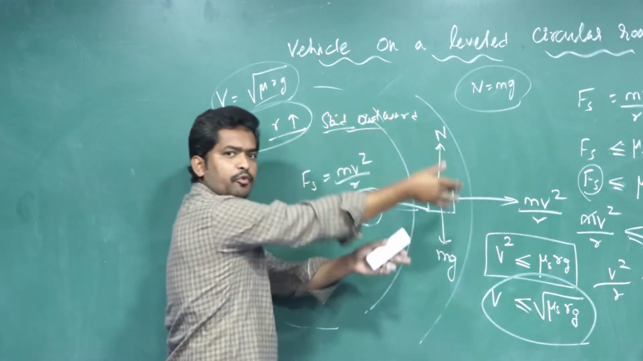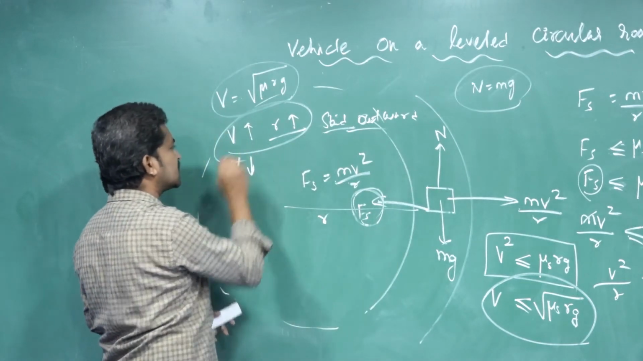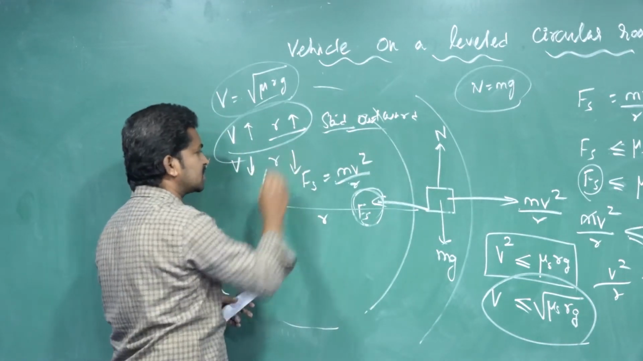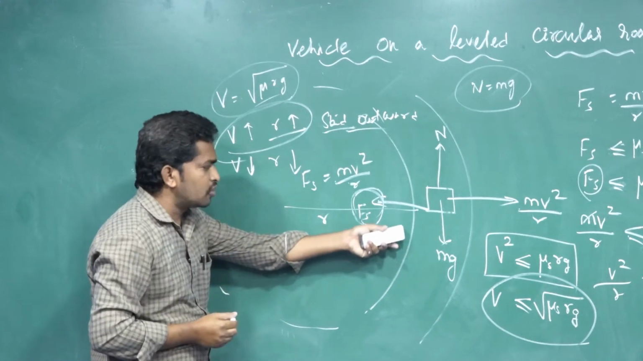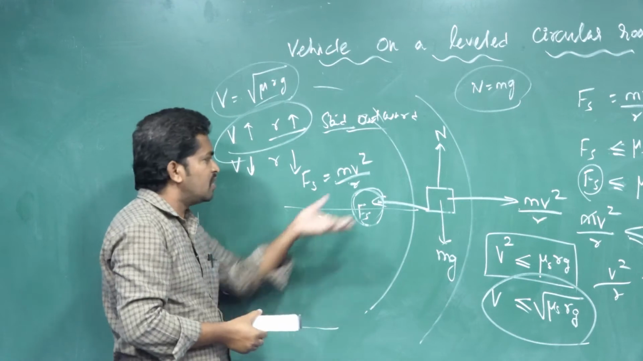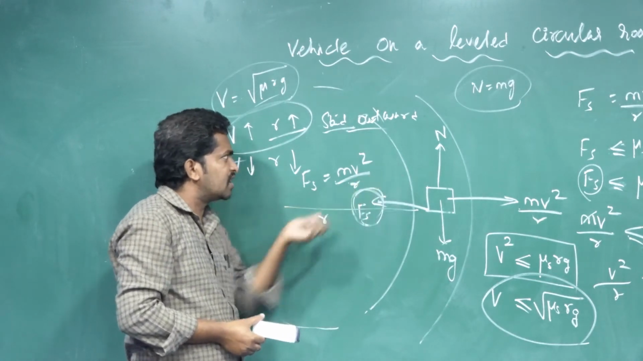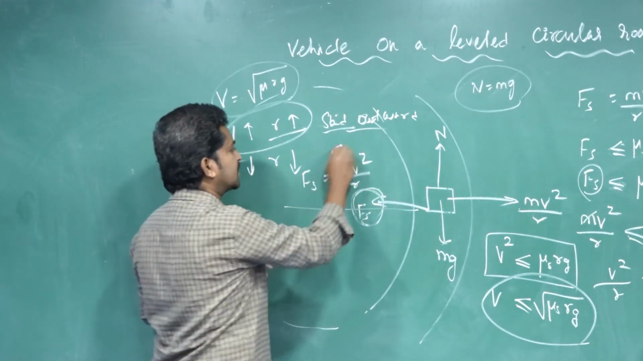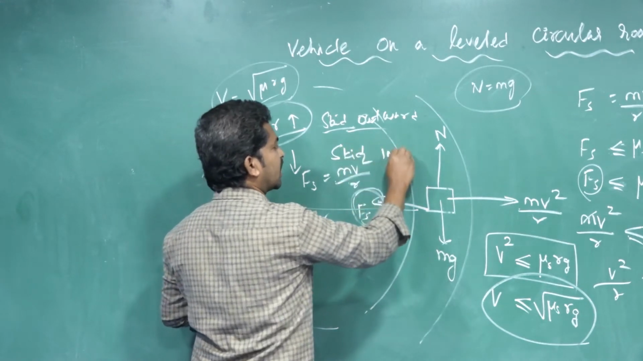The car goes out of the circular path. What happens when velocity decreases? The radius decreases. Here the frictional force is provided, so the car skids in inward direction. So mv square divided by r decreases in inward direction, so the car skids in inward direction.